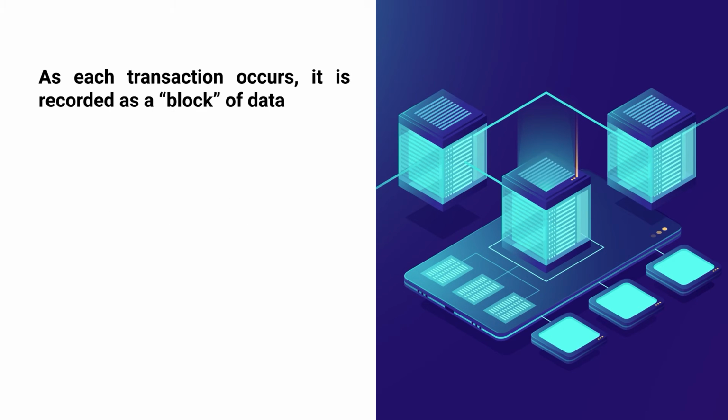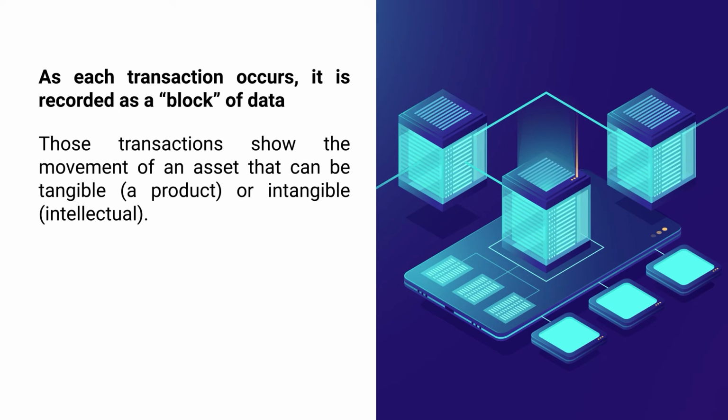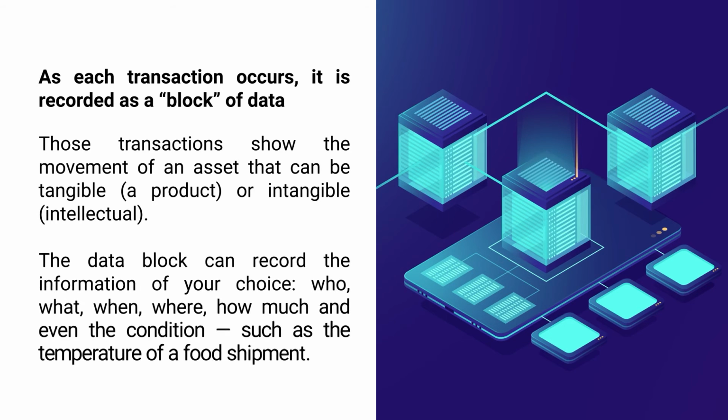As each transaction occurs, it is recorded as a block of data. Those transactions show the movement of an asset that can be tangible or intangible. The data block can record the information of your choice like who, what, when, where, how much and even the condition such as the temperature of a food shipment.